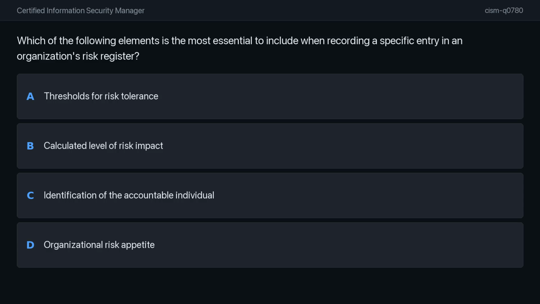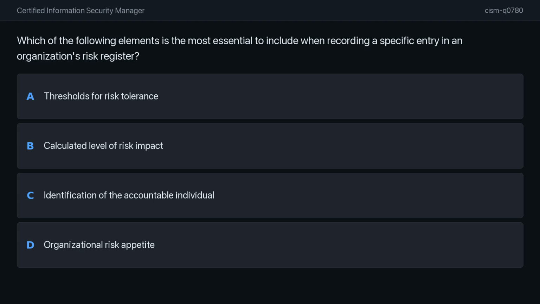Which of the following elements is the most essential to include when recording a specific entry in an organization's risk register? Option A, thresholds for risk tolerance. Option B, calculated level of risk impact. Option C, identification of the accountable individual. Option D, organizational risk appetite.